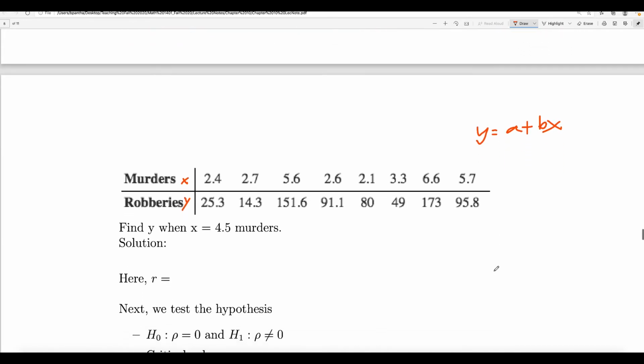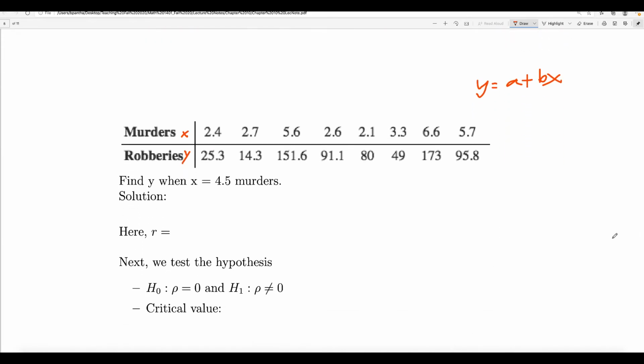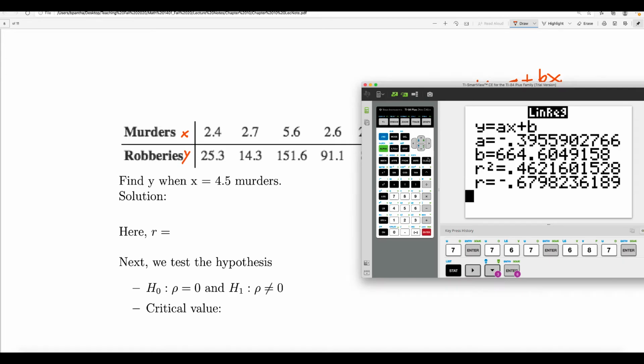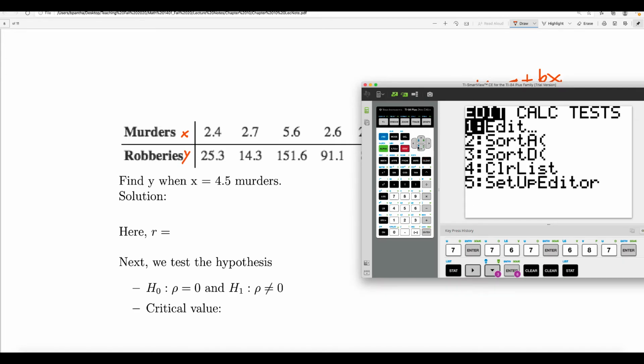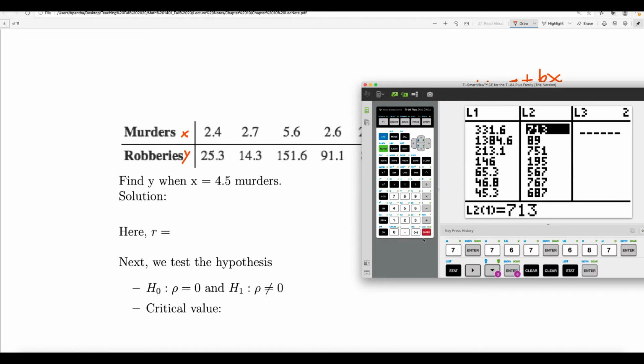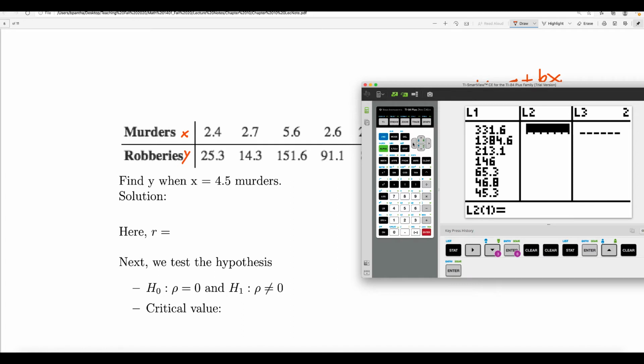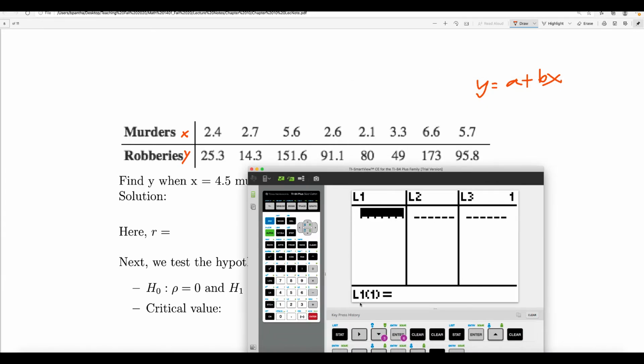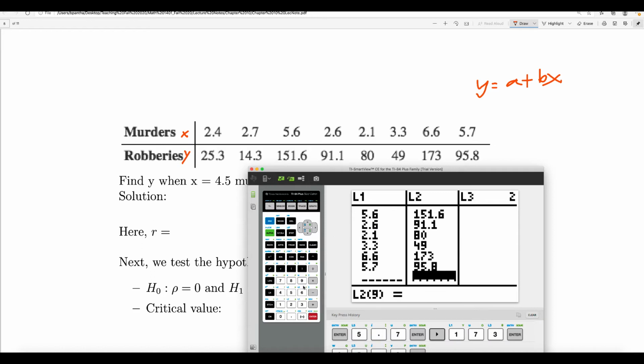Okay, so let us first test the hypothesis. What is r? To find r, what we do is we clear this here and then enter the data first. Let us erase what we have, clear L2, and then clear L1 as well. Oops, sorry, let me clear them and hit enter. Now let me enter the values of x and y. So 2.4, and then 2.7. So we enter the data here, right?